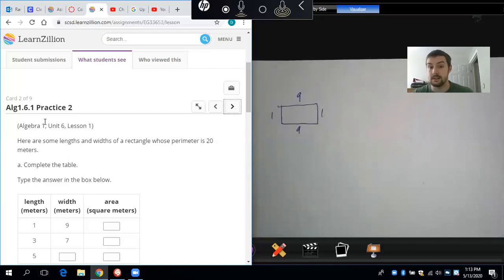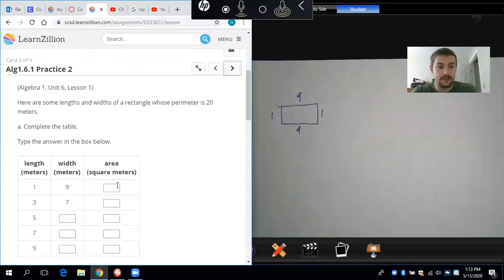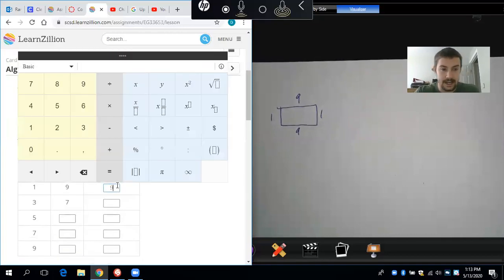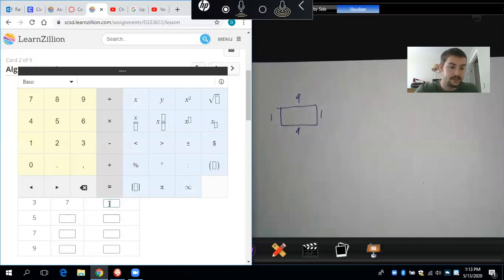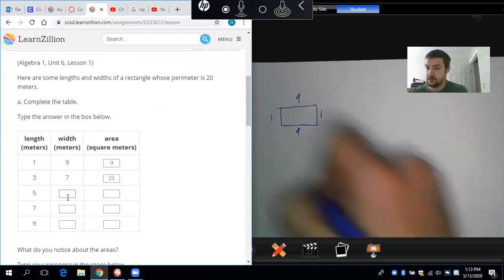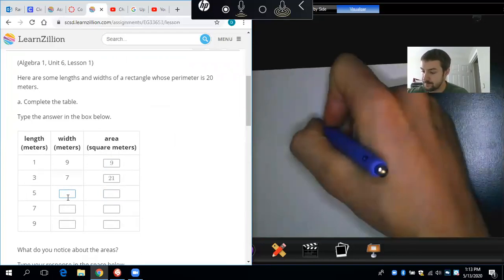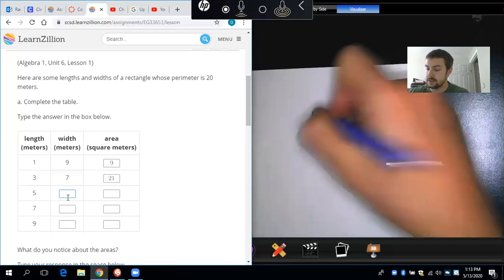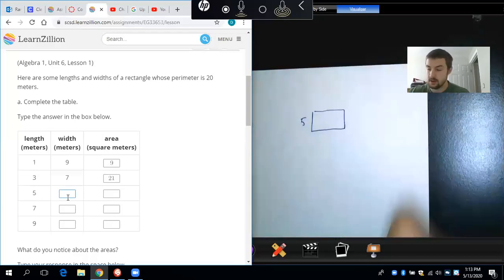So to find the area of a rectangle, we multiply. And so you guys can fill out this table, 1 times 9 is 9, 3 times 7 is 21. I'll do this one right here and let you guys finish the rest. So if the length is 5, right? So if I'm drawing another little picture here, and it's not drawn to scale, then my opposite side also has to be 5.